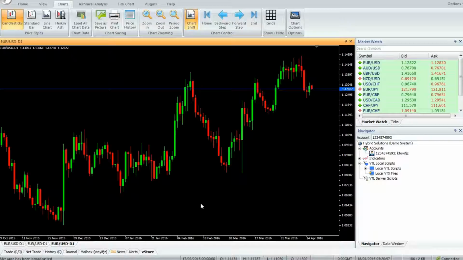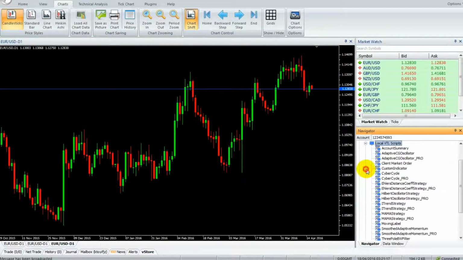Today we are going to introduce a new VertexFX expert advisor called Adaptive CG Oscillator. You can purchase it at the CFMV store. After downloading, you can see the EA in the VTL local scripts in the VertexFX terminal. Right-click on the EA and select Attach to Chart.